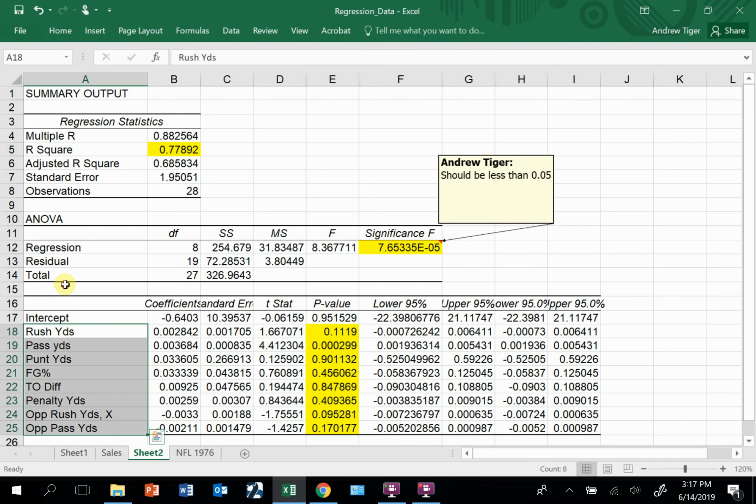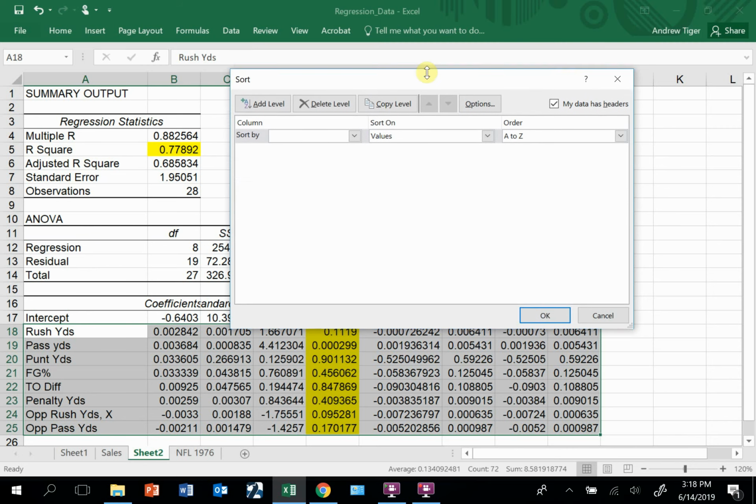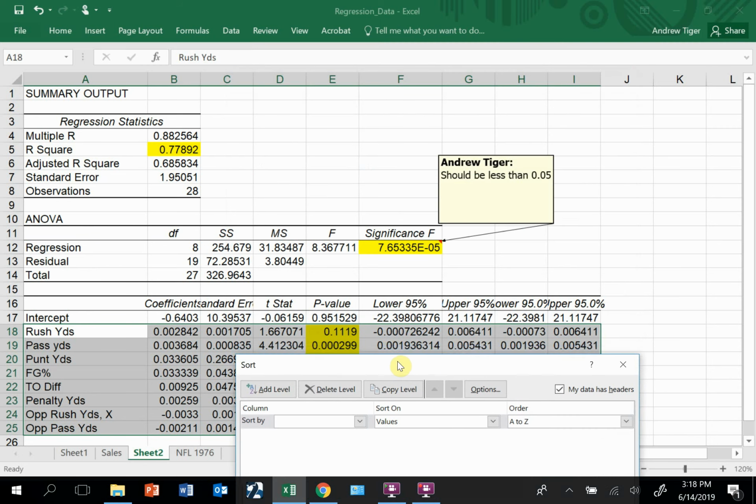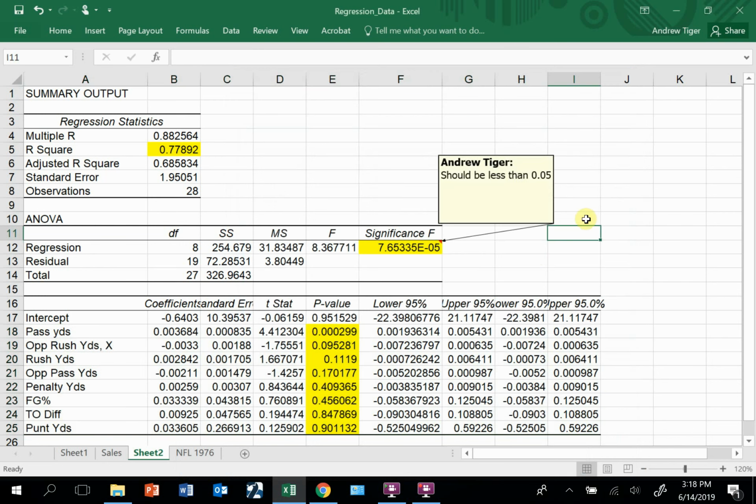I'm going to sort these, and notice I did not grab the intercept. Don't ever look at the intercept's p-value. I'm going to sort them based on the p-value column, from smallest to biggest, because the smaller the p-value, the more important the variable is. So right now, that is the most important measure, and that's the next important measure.